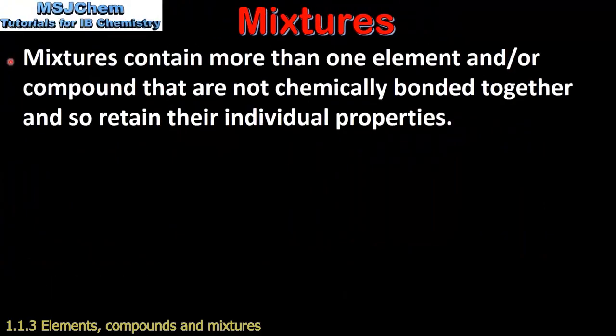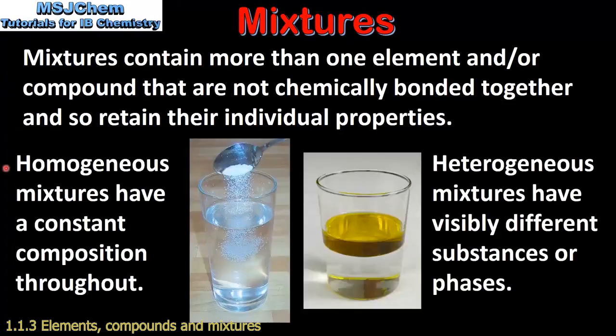And finally, we look at mixtures. Mixtures contain more than one element and/or compound that are not chemically bonded together and so retain their individual properties. Mixtures can be homogeneous or heterogeneous. Homogeneous mixtures have a constant composition throughout. An example is salt water. Heterogeneous mixtures have visibly different substances or phases. An example is a mixture of oil and water.